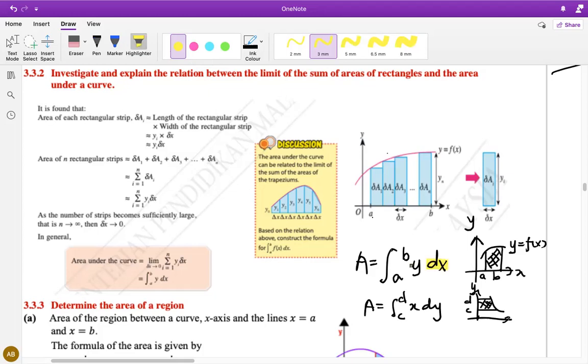This one dx, if the area we want to find is under the graph and between the curve and the x-axis, then we integrate y with respect to x. If we want to find the area under the curve and the y-axis, then x dy. So you must know this formula, okay? And then how to get this formula?